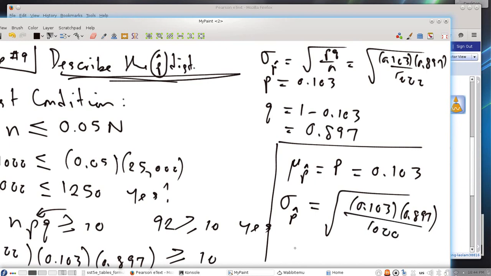Okay, and if you take the square root of that product and division, let's do that quickly. So I have the square root of 0.103 times 0.897 divided by 1000. That gives me 0.0096. So that is the description of the p-hat distribution, and that concludes this example.